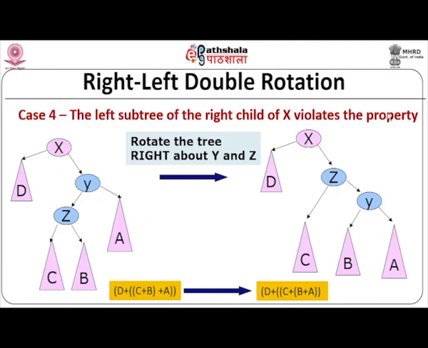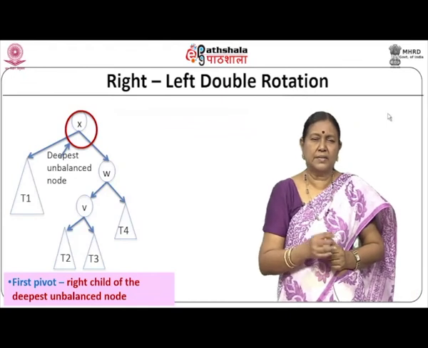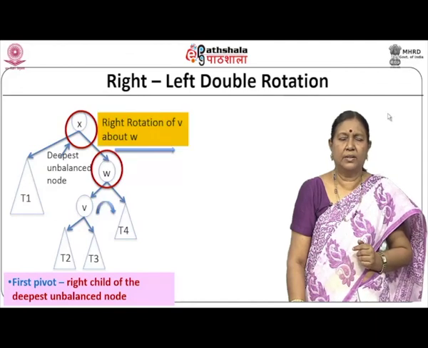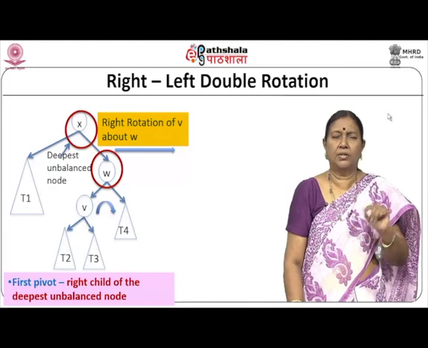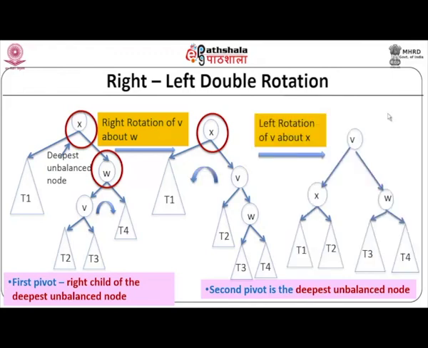This is the left subtree of right child of x violates the property. So, what we do is we take first we do a right rotation of z about x, okay, and we get this, and now we do a left rotation of z about x. So, z about x, and so we get this particular tree. So, here are the steps. The first pivot is the right child of the deepest unbalanced node, which is w, and then we do a right rotation of v about w, and we get this tree. Now, the second pivot is the deepest unbalanced node, that is x, and we do a left rotate of v about x, and we get this node.